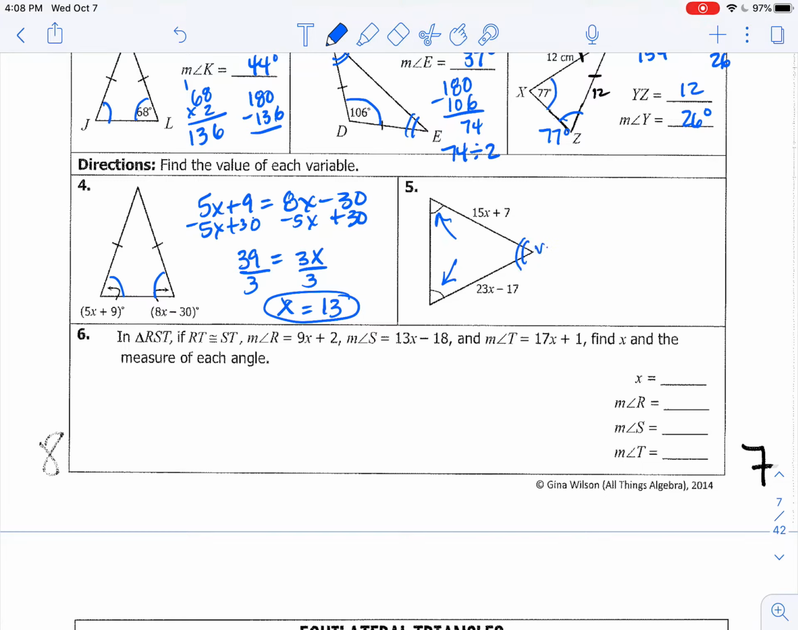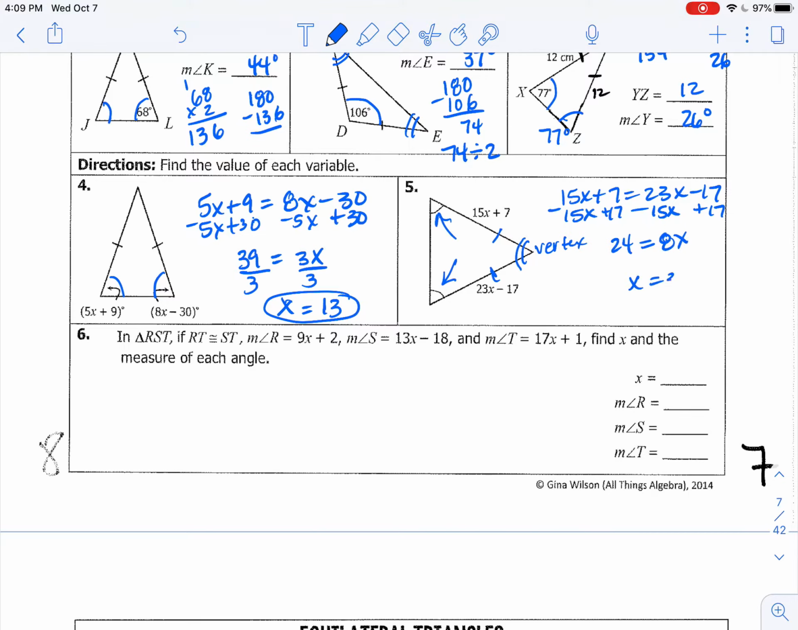In number 5, I see that I've got base angles here. That means this guy is my vertex. I know that these sides are going to be congruent. 15x plus 7 is equal to 23x minus 17. Let's do some algebra. I subtract 15x on both sides, and I'm going to add 17 to both sides.